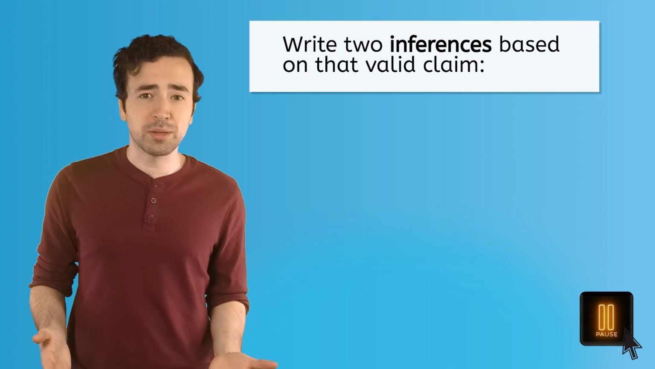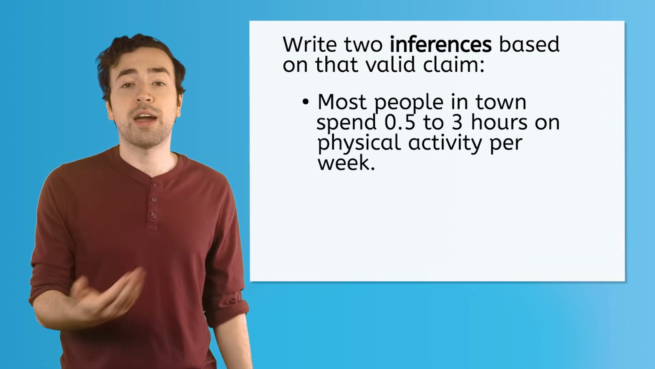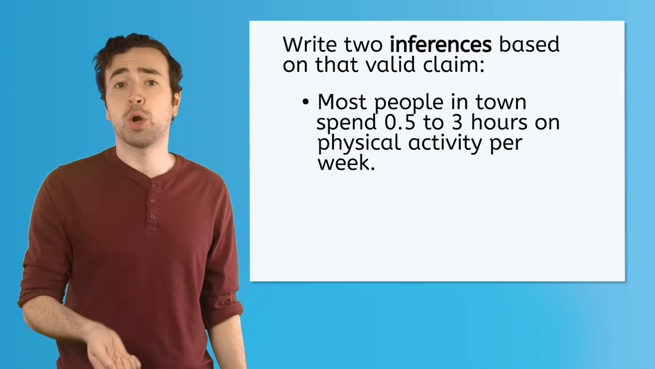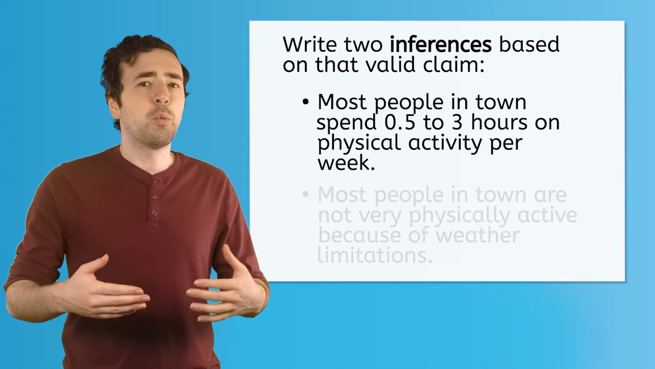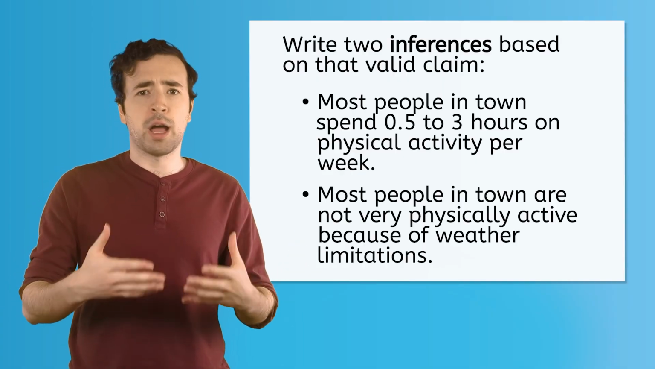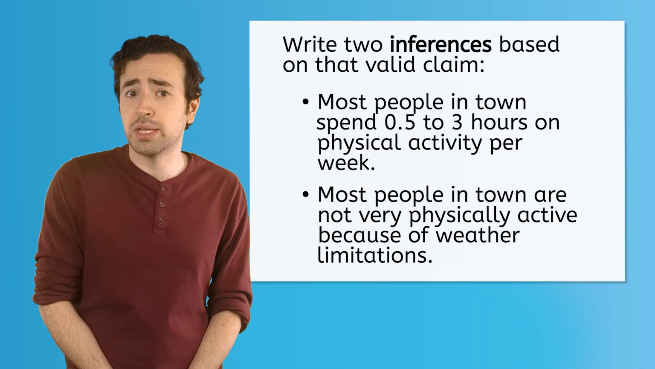The most reasonable inference is that most people in town spend 0.5 to 3 hours on physical activity per week. An inference that's less reasonable, but still an inference, would be that most people in town are not very physically active because of weather conditions, which limit outdoor activities.